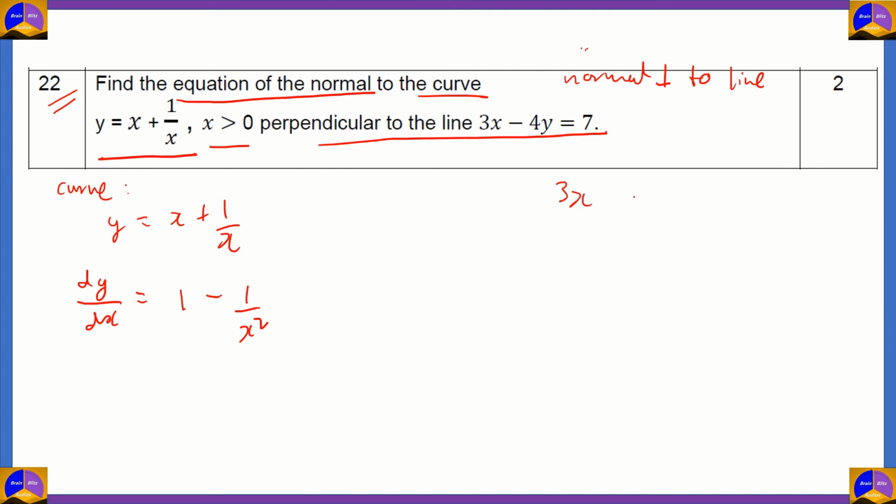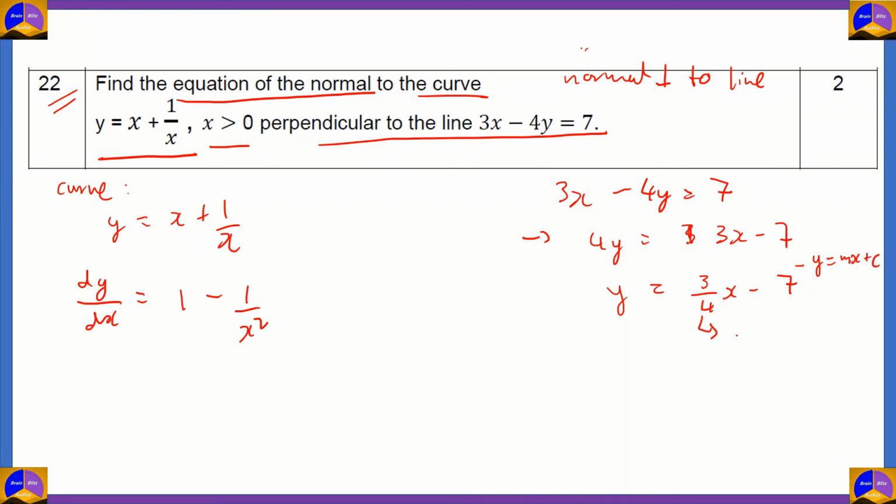Now we can go to 3x minus 4y equals 7. So we'll now convert this to 4y equals 3x minus 7. And y now becomes 3 by 4 x minus 7. Now this is of the form y equals mx plus c. So therefore, m, that is the slope, is equal to 3 by 4.